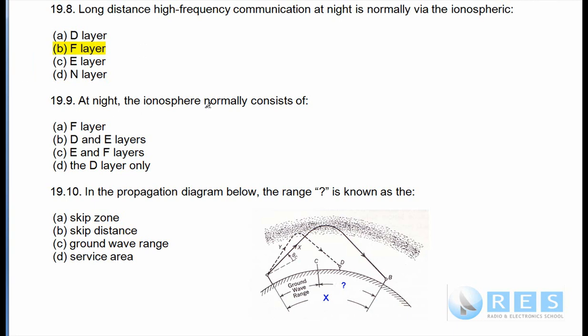At night, the ionosphere, this is 19.9, at night the ionosphere normally consists of an F layer. You may get D and E through the day. You may get E and F. You will get D through the day, and you will get F, but E is rather sporadic. So nighttime, you've just got the F layer.